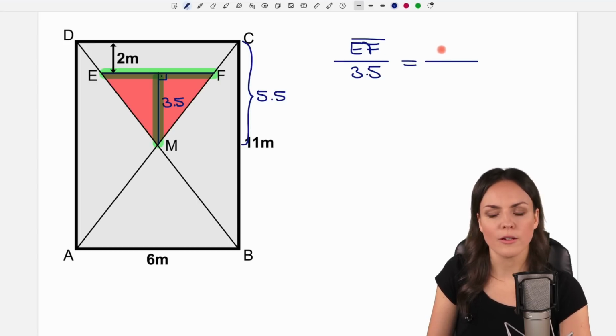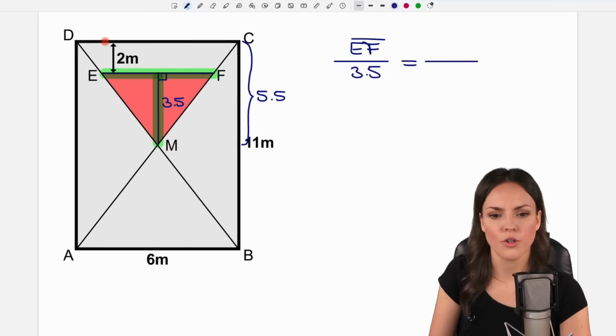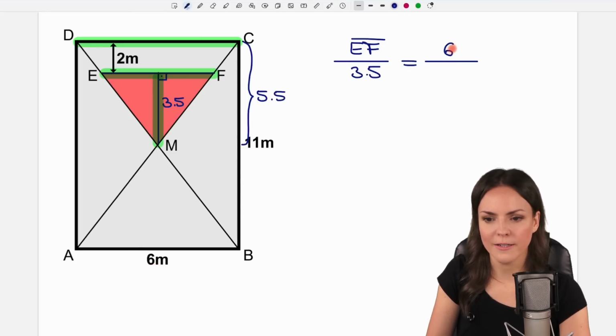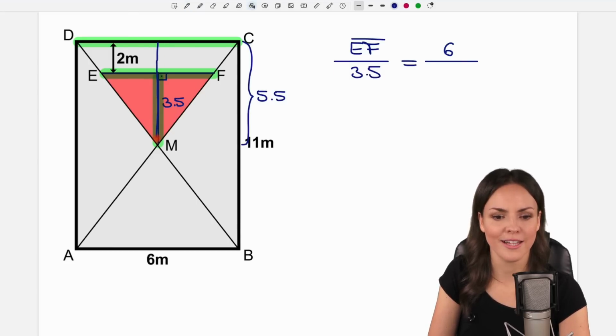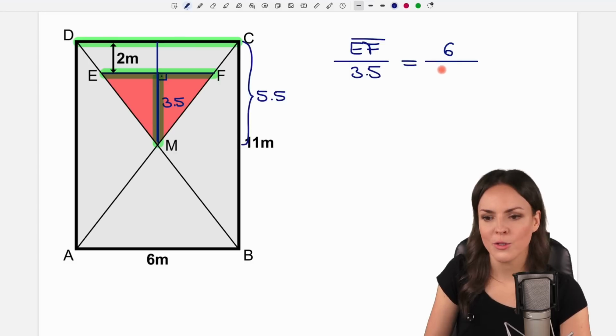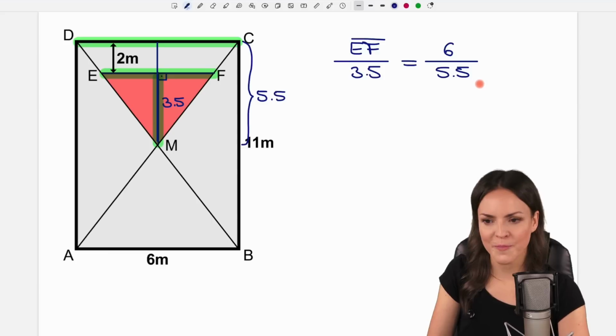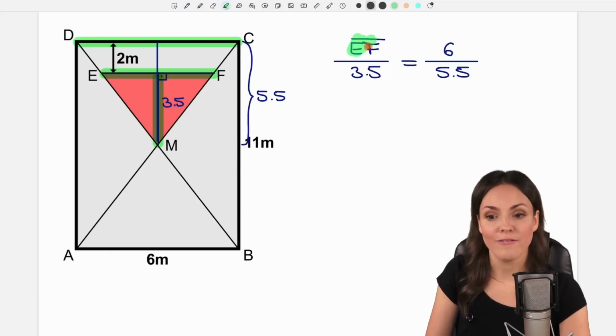And now we only have to find the corresponding sides in our larger triangle. So to the EF side, this parallel side is the corresponding side. It is of length 6, so we write it down here. And then we have to find the corresponding side to the height of the small triangle. And this is, of course, the height of the large triangle, which is of length 5.5, so we can put it in here as well. Now we have one equation. We want to find out EF, so let's solve for EF.